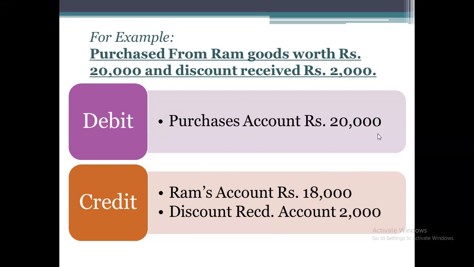So my total of debit, which is 20,000, must be matched with my total of credit. In this case, I do have multiple lines on the credit side, but the total should be the same. You can have multiple lines in the debit, multiple lines in the credit side, but the amount should be the same on both the sides.